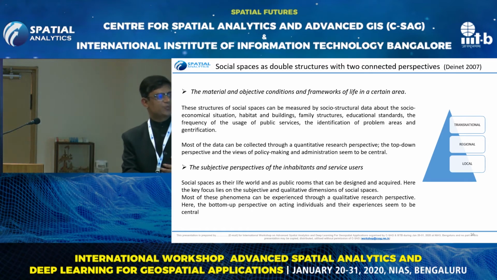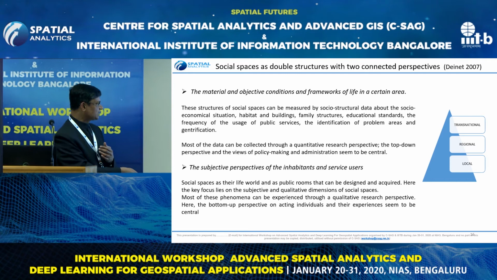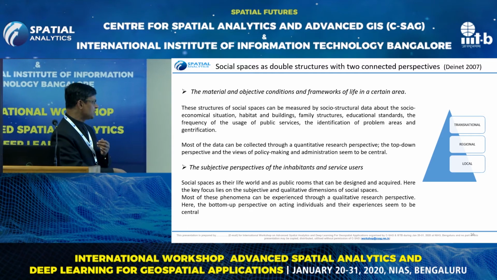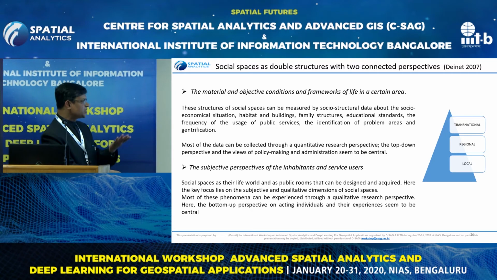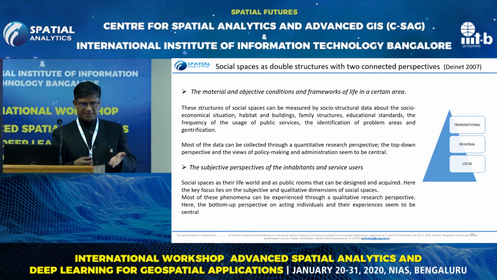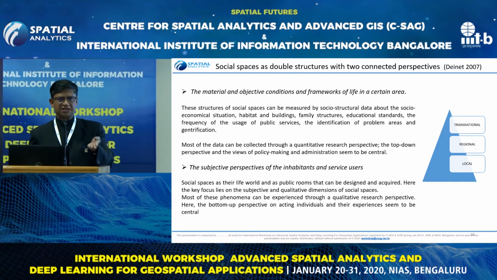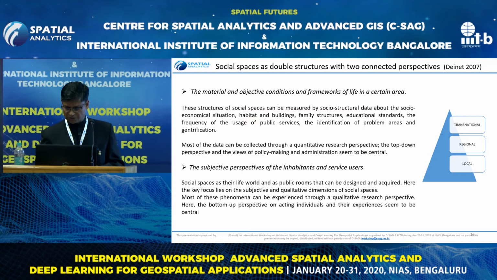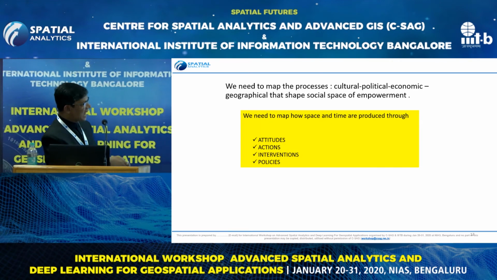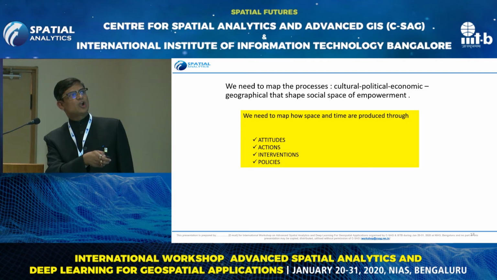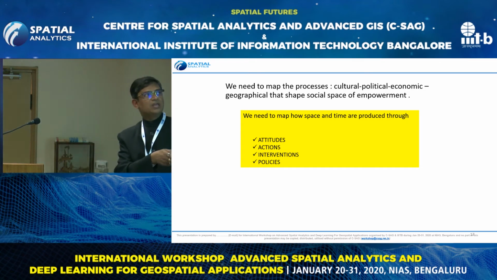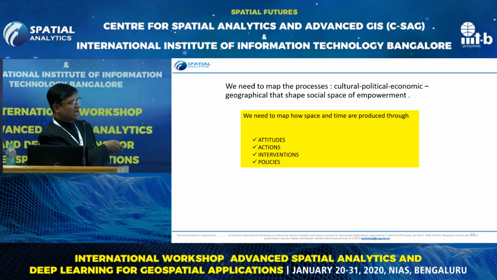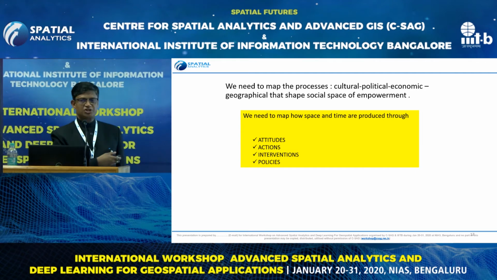So this is a top-down perspective, and there is a subjective perspective of the inhabitants and the service users. Their social space is their life, as public rooms that can be designed and acquired. Here the key focus is on the subjectivity and the qualitative dimensions of social space. Most of these phenomena can be experienced through qualitative research. Here is the bottom-up perspective, where the view of real persons, like the citizens or the community, can be taken. So the cultural, political, economic and geographical parts of social space need to be mapped with these parameters: the attitude, the action, the interventions, and the policies.